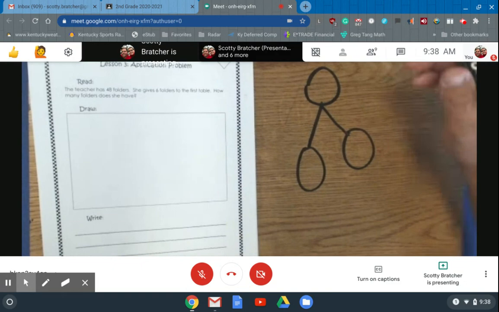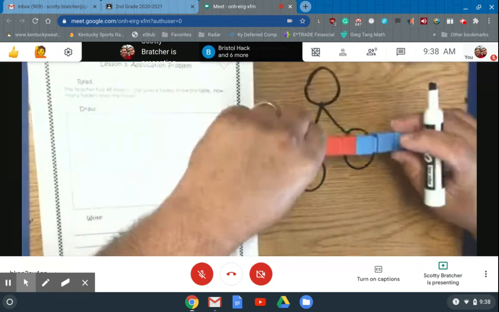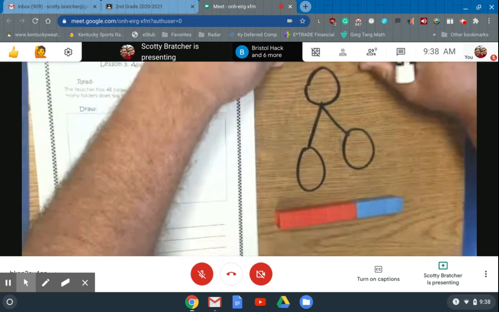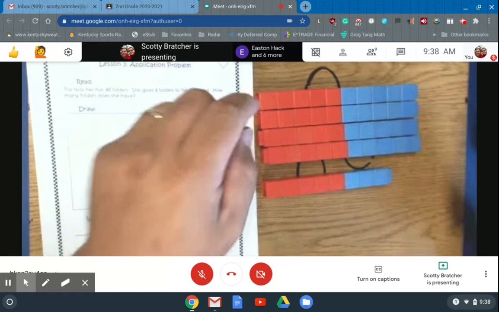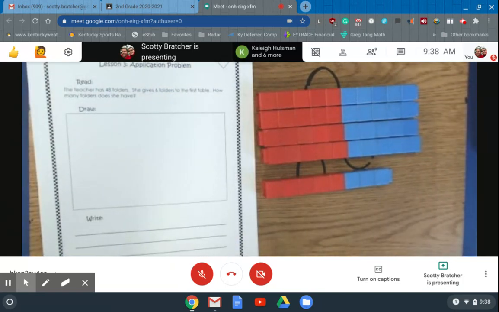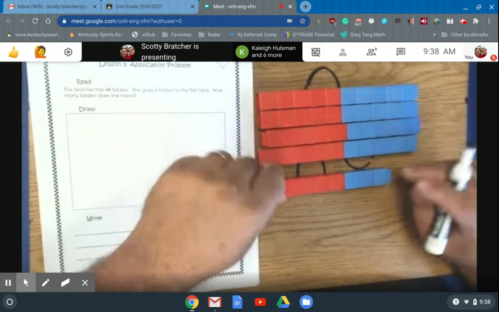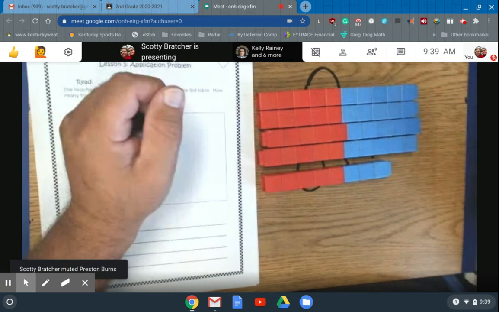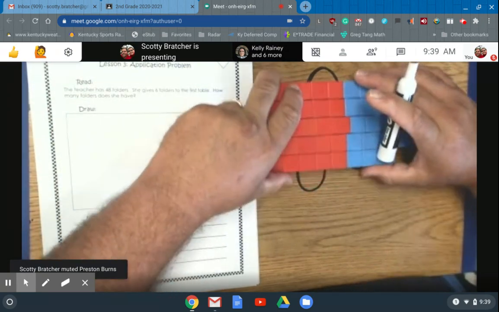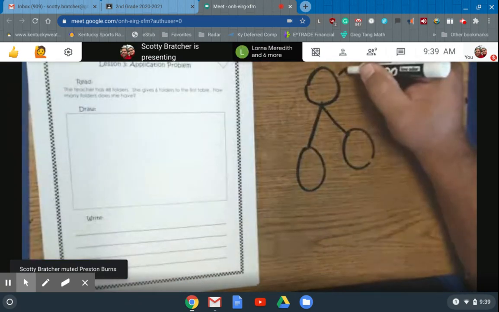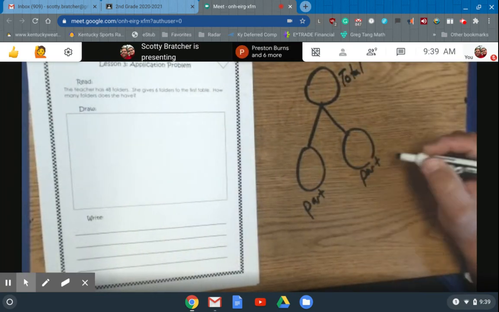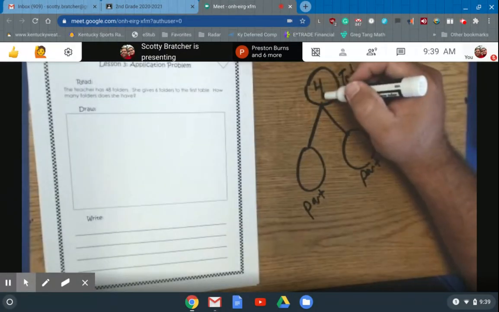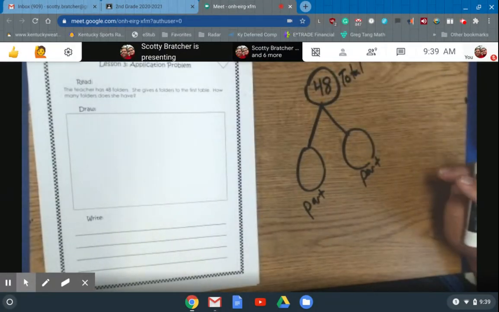So when the teacher had them all together, there's some background noise. All right, when the teacher had them all together, she had 48. Okay, that was the total. So we've got this is the total, this is a part, this is a part. We're going to put 48 right here. That was the total.